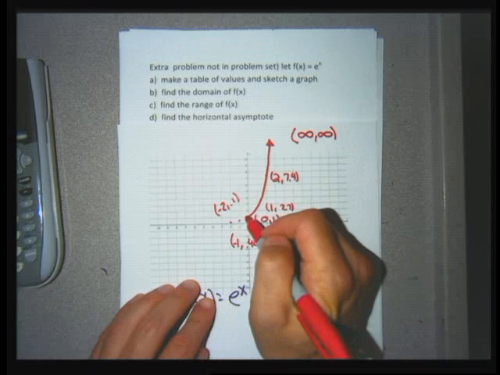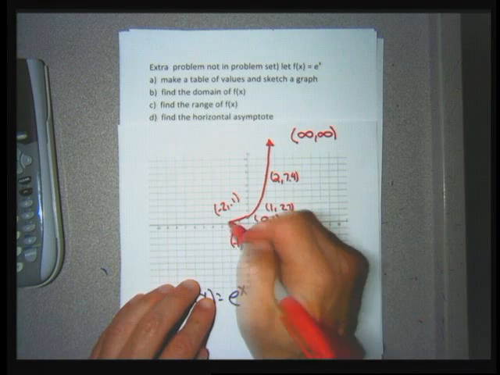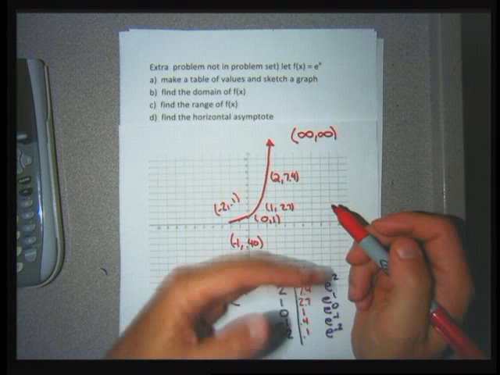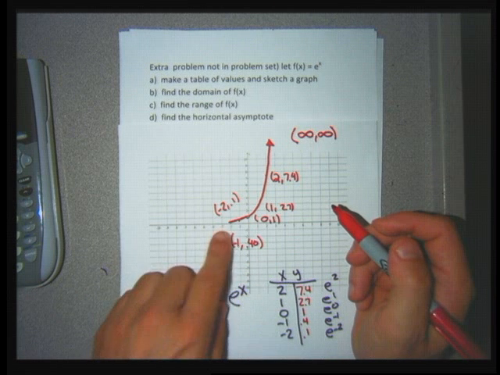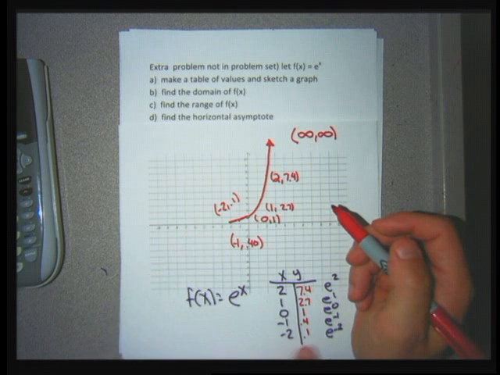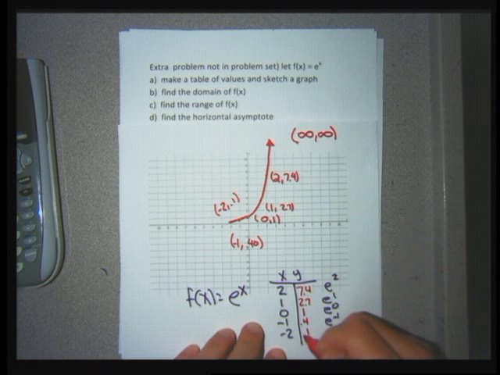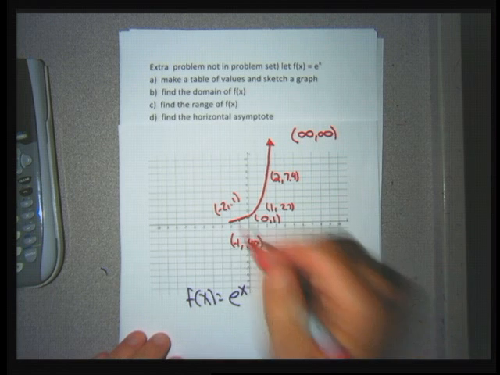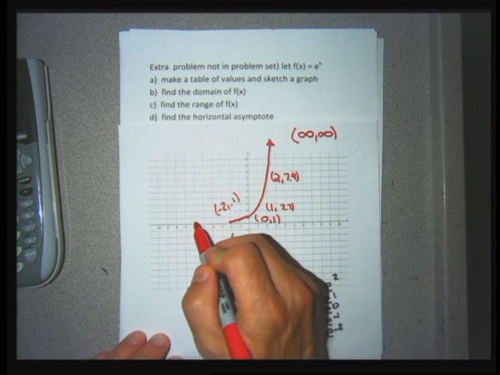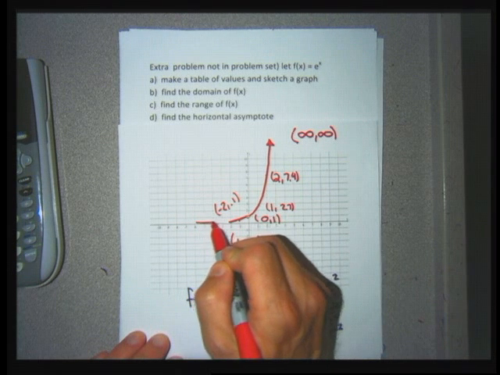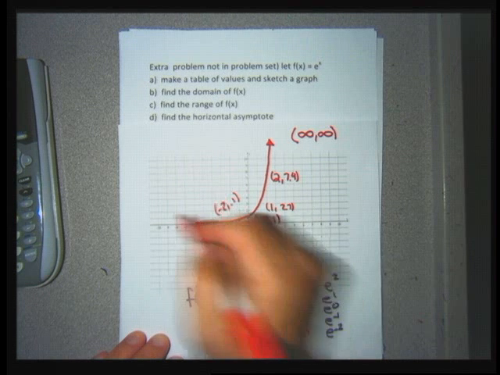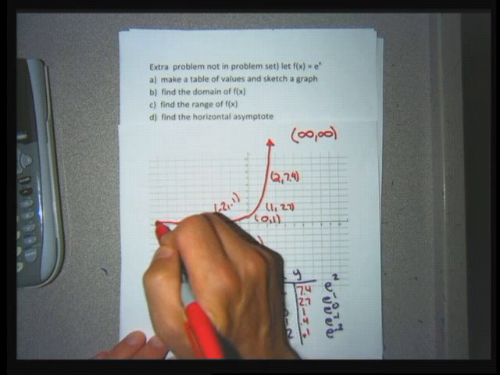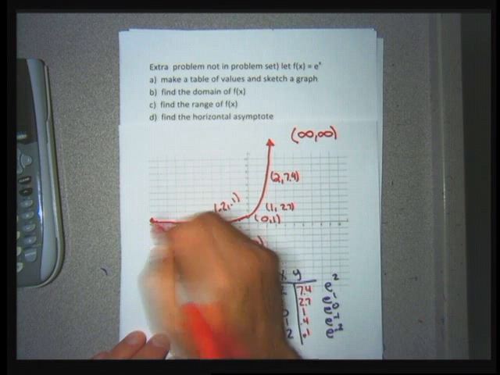Off to the left, just like the last problem, the y's are always going to be positive. If I did negative 3, negative 4, negative 5, negative 6, these decimals are going to get really small. They're going to be so close to 0 that they're going to be hard to draw. But just like the last graph, it's going to be just slightly above the x-axis always. It'll never touch the x-axis. It'll go on forever to the left.